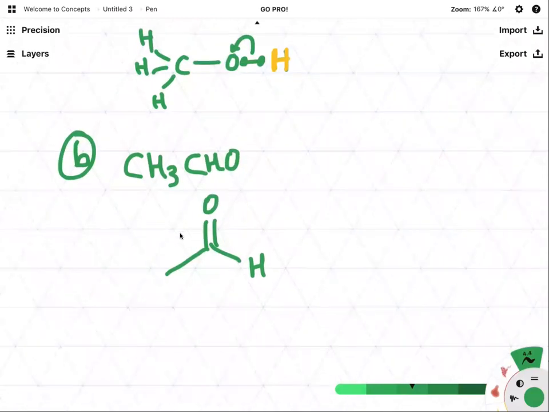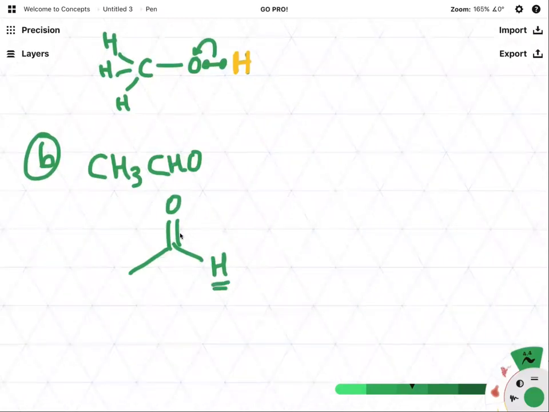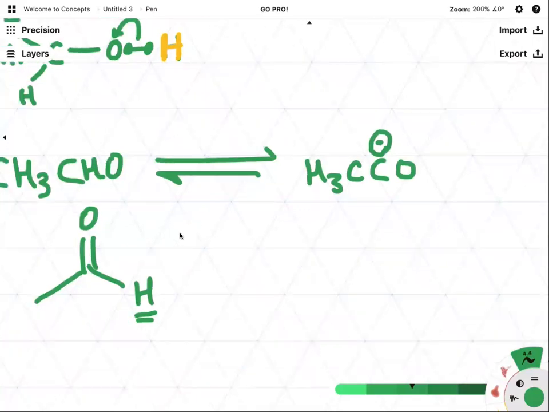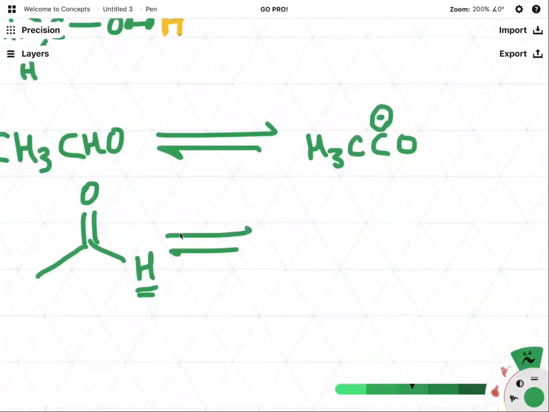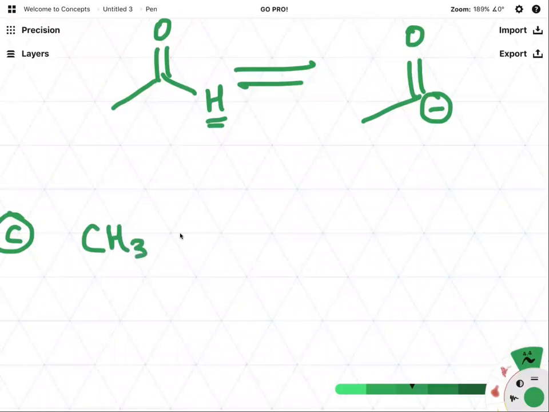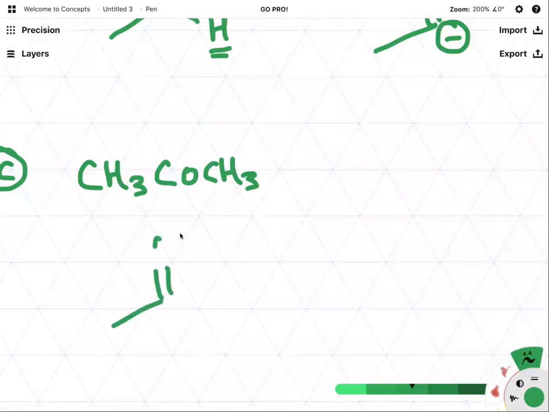So when this thing loses a hydrogen, it's still going to be that one right there, and not one of the methyls. So that's going to be CH3CO with a minus on the carbon. So it would look like this. Answer choice C is CH3COCH3. So that's going to look like that.